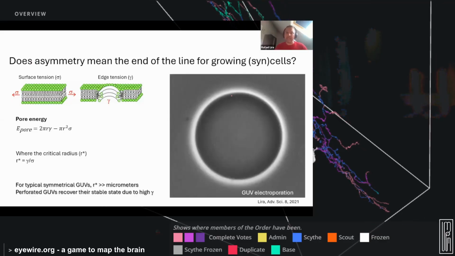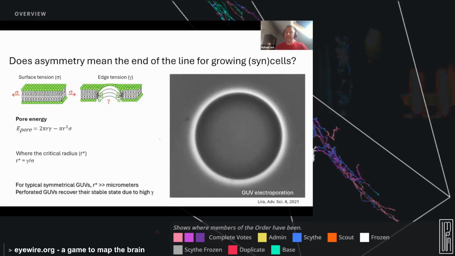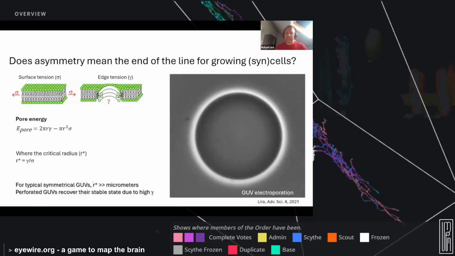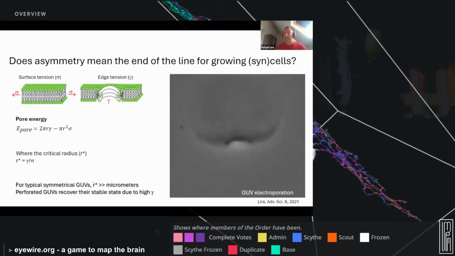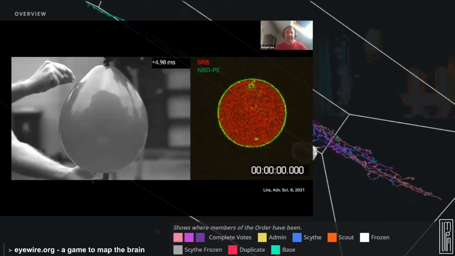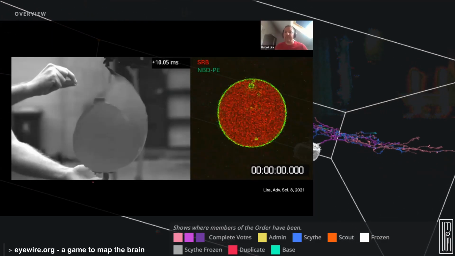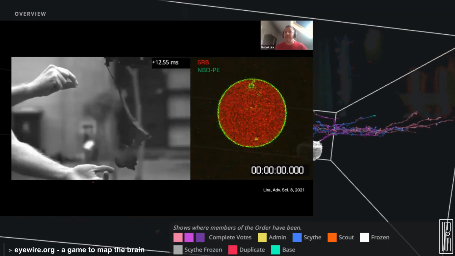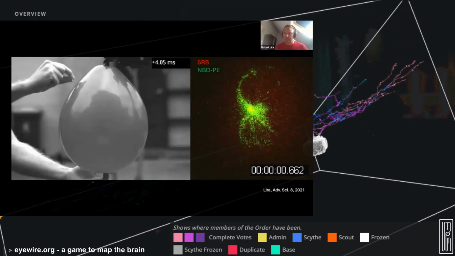However, if we decrease the edge tension, in this case by adding membrane charges, then we also decrease the critical radius, and pore formation in this vesicle will lead to vesicle collapse. This is basically like popping a balloon. If we create a pore in this vesicle, the balloon will break. There's no self-resealing process anymore. Edge tension is too low, and content is immediately released.